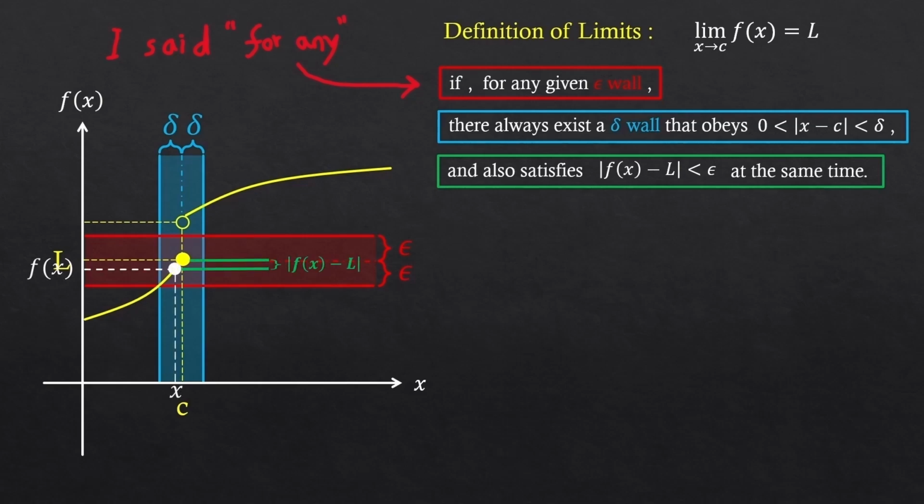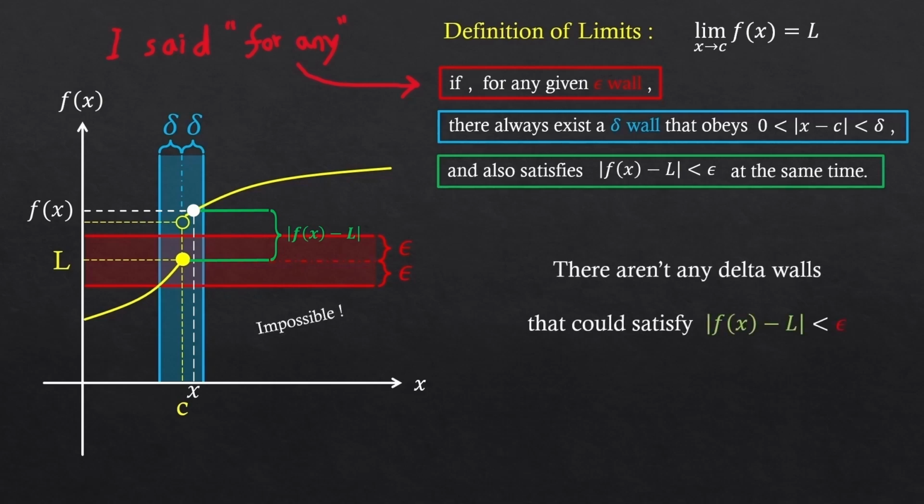Alright, let's play again. Oh no, fx escaped again. But now, how can we make fx go back inside epsilon? Is there any other delta wall that we can draw such that fx is inside the epsilon? Is there any delta walls that could do that? No, there's no such delta wall that can satisfy the second inequality at the same time. We just found a counterexample that can reject this definition. Therefore, the limit should not exist.